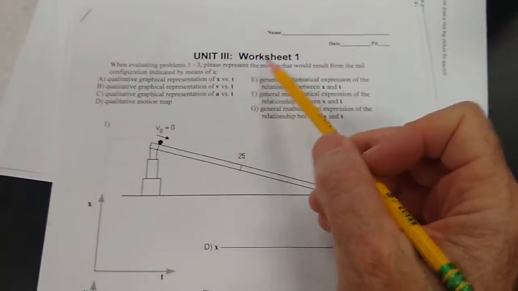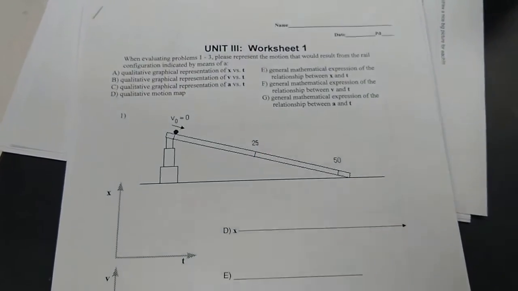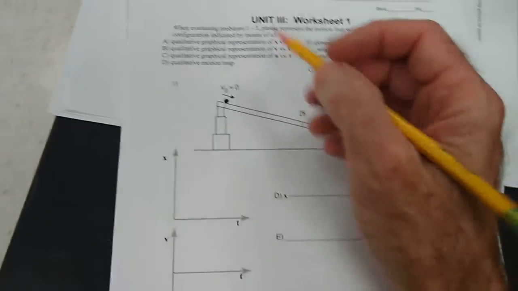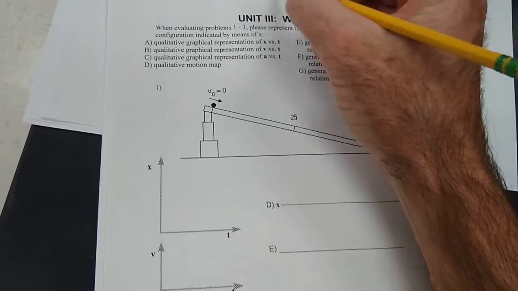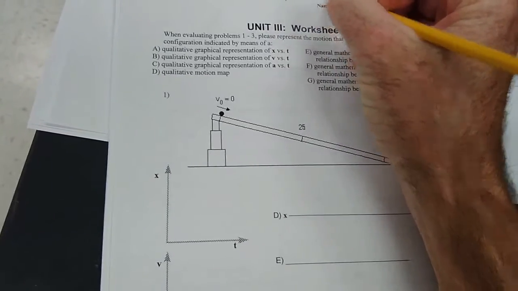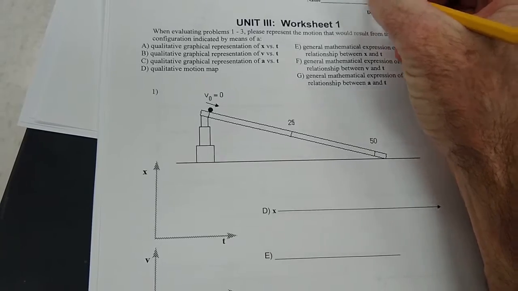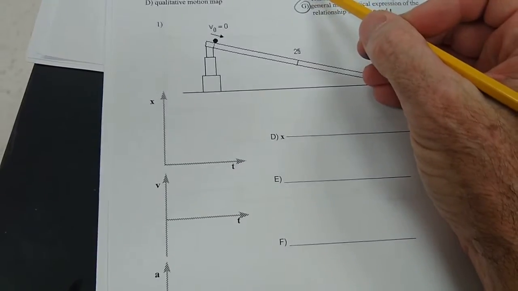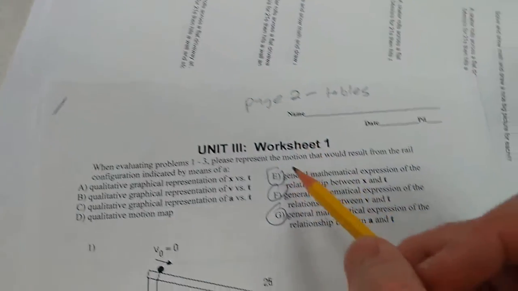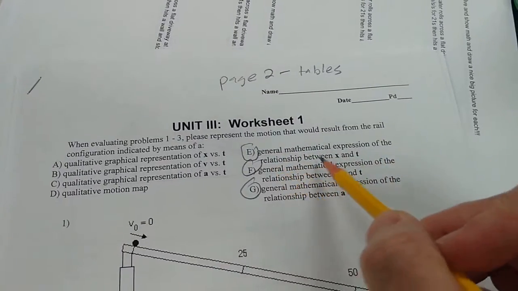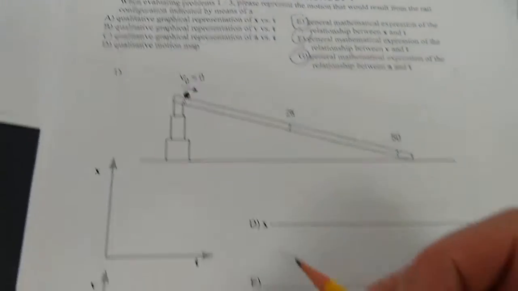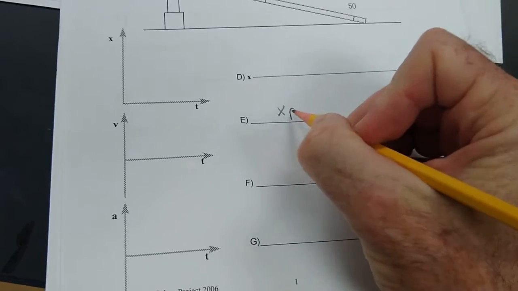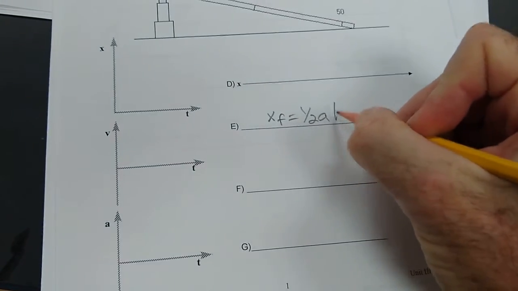So this is the worksheet that you're going to be trying. And I'm also going to post your tables today. So you can look on page 2. On page 2 of your tables, there are going to be a bunch of math formulas. So I'm going to help you out here with E, F, and G. For E, general mathematical expression for the relationship between X and T. Okay. The simplified acceleration formula is XF equals 1/2 AT squared.